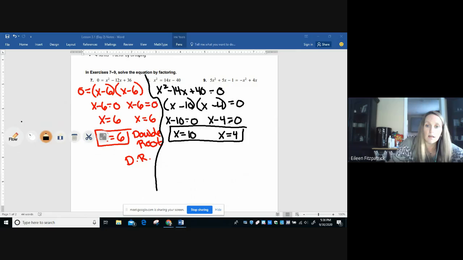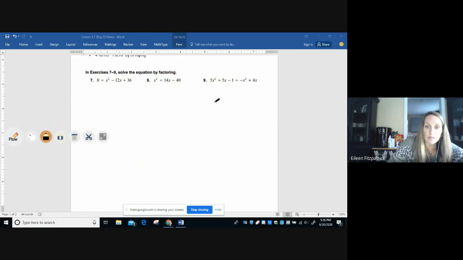Okay? I think I have to erase what I have so far to give myself room for this last one. So, this last one, again, I have to set it equal to 0 first.